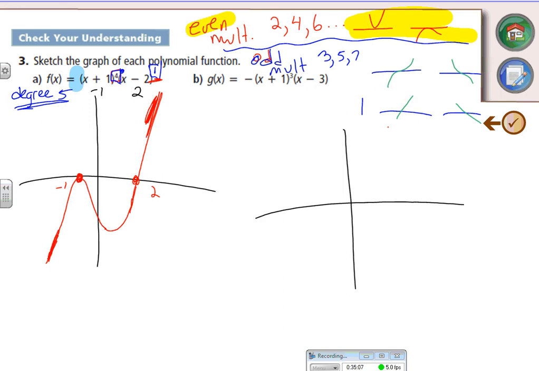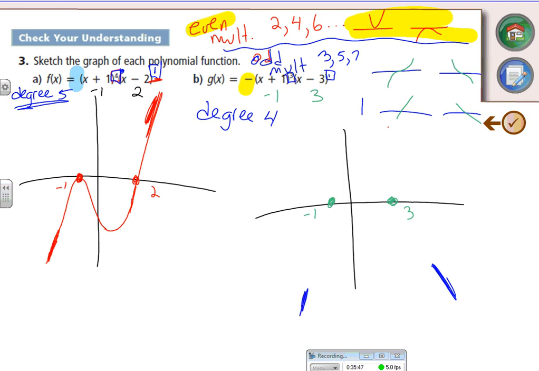Let's look at the next one. We've got zeros at negative 1 and at 3. I'll put them on. From there, we're going to use the same information. If we multiply it all up, we've got a negative in front. So that means it's going to be ending down. Let's look at our degree. Our degree is 3 on this one and a 1 on this one, so it's a degree of 4.